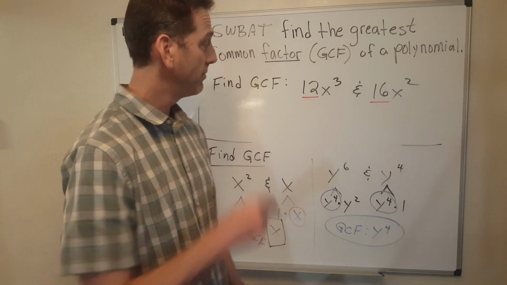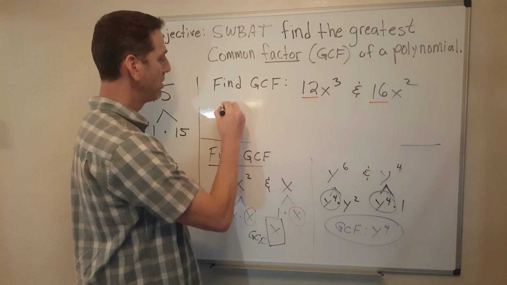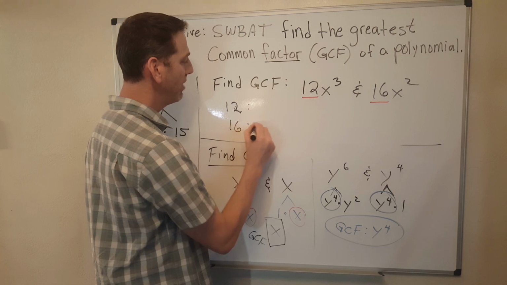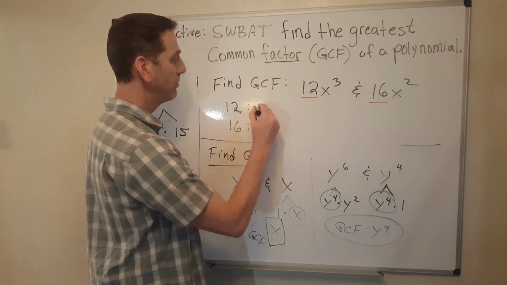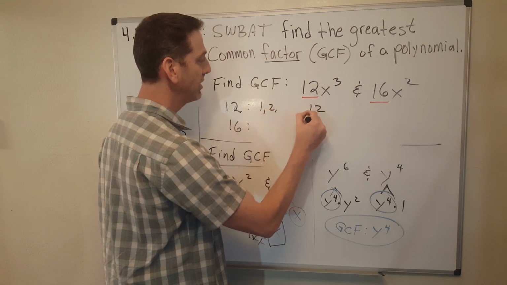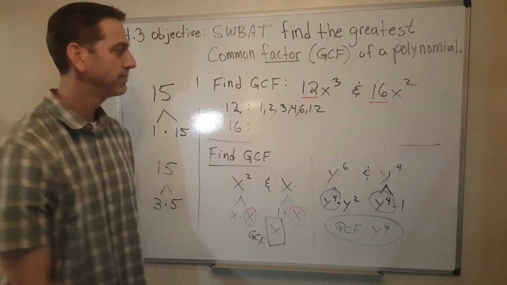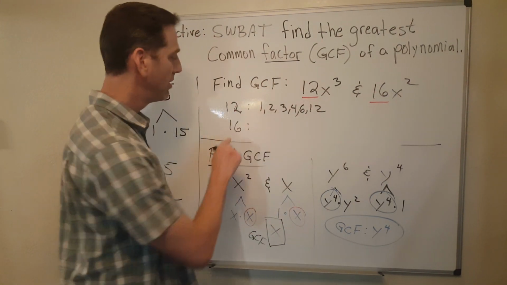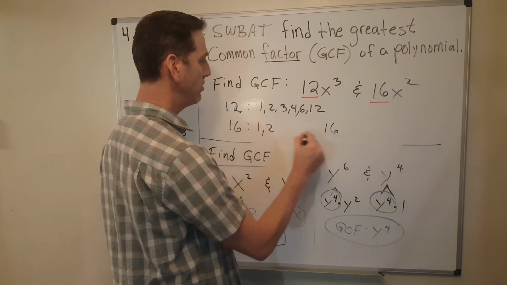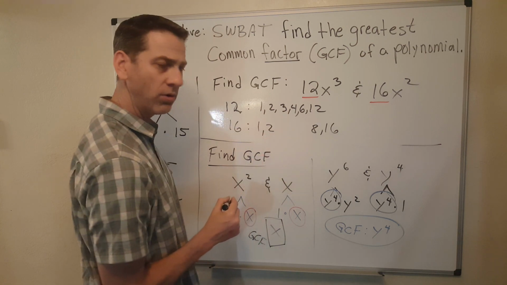Well, maybe you know it. Let's try it over here. If I have 12, and I have 16, what are my factors of 12? Well, 1 and 12, 2 times 6, and 3 times 4. All right, those are all my factors of 12. Factors of 16: 1 times 16, 2 times 8, and 4 times 4, is that right?